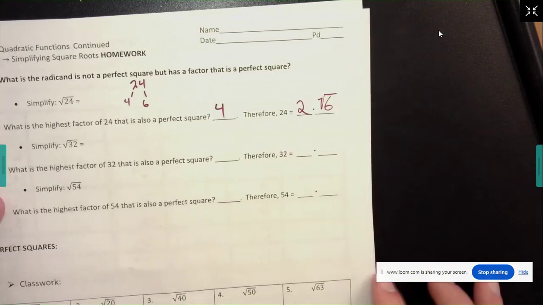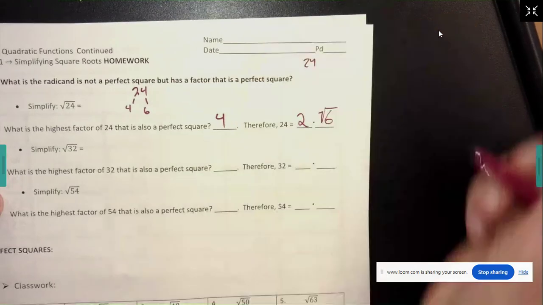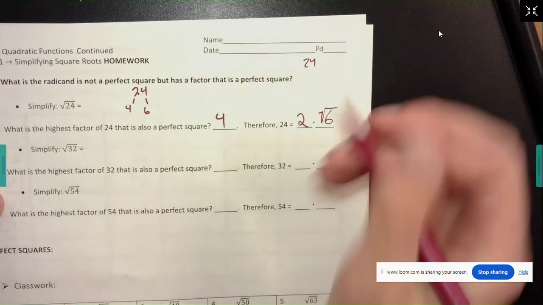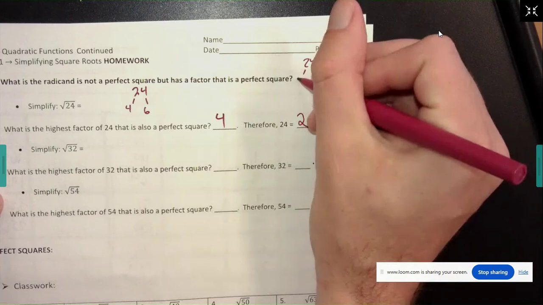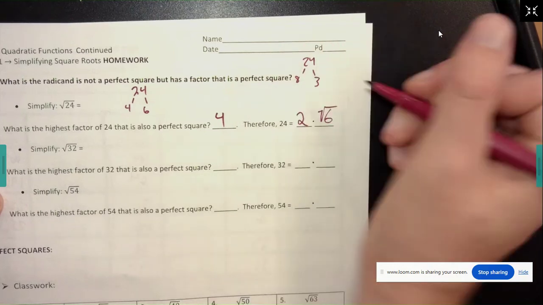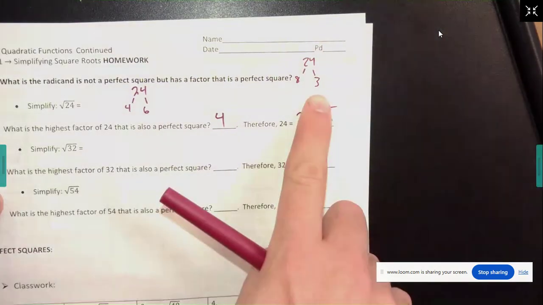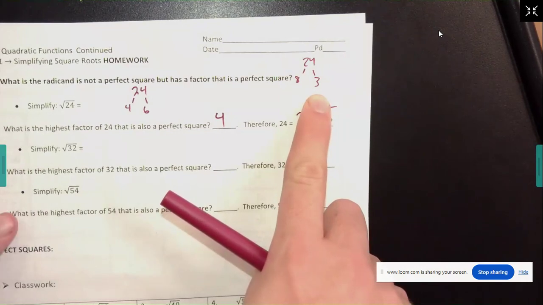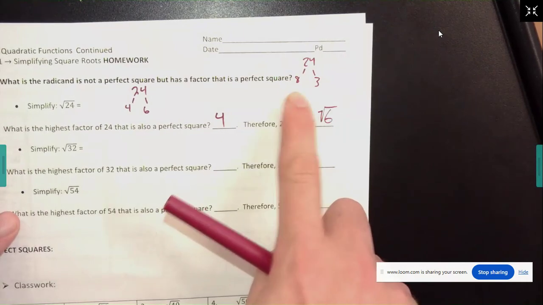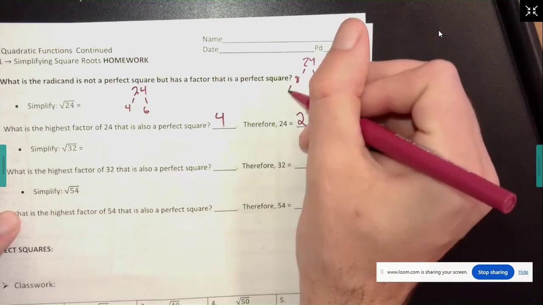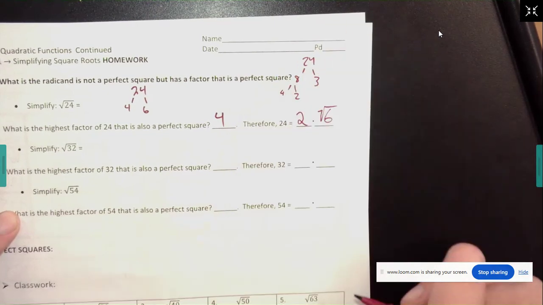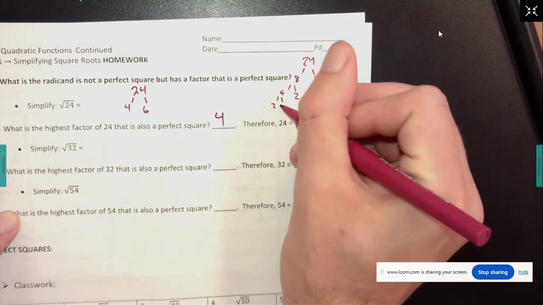Let's do it up here. I have 24, and we'll just break it down all the way. Let's do 8 and 3 this time. 3, I cannot break down. It's a prime number, right? What times what gives me 3? Well, only 1 and 3. What about 8? Well, I know 4 times 2 is 8, and I know 2 times 2 gives me 4.